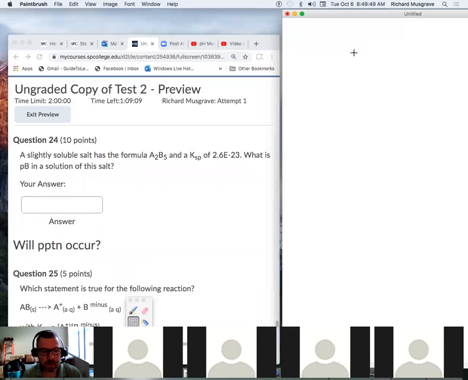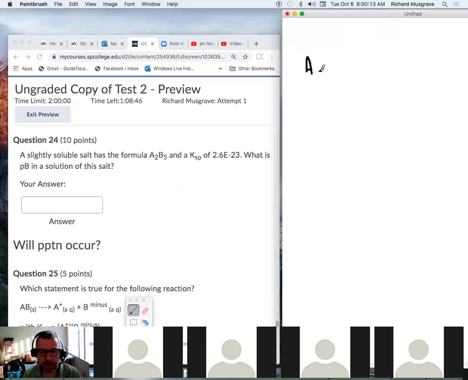All right, so we're told here that a slightly soluble salt has formula A2B5. We're given the KSP. We're looking for PB. That's not lead. That is the negative log of the concentration of B. That's what PB means there. How would you know that? Well, you can always look at the video. I have a video here that describes how to do this as well.